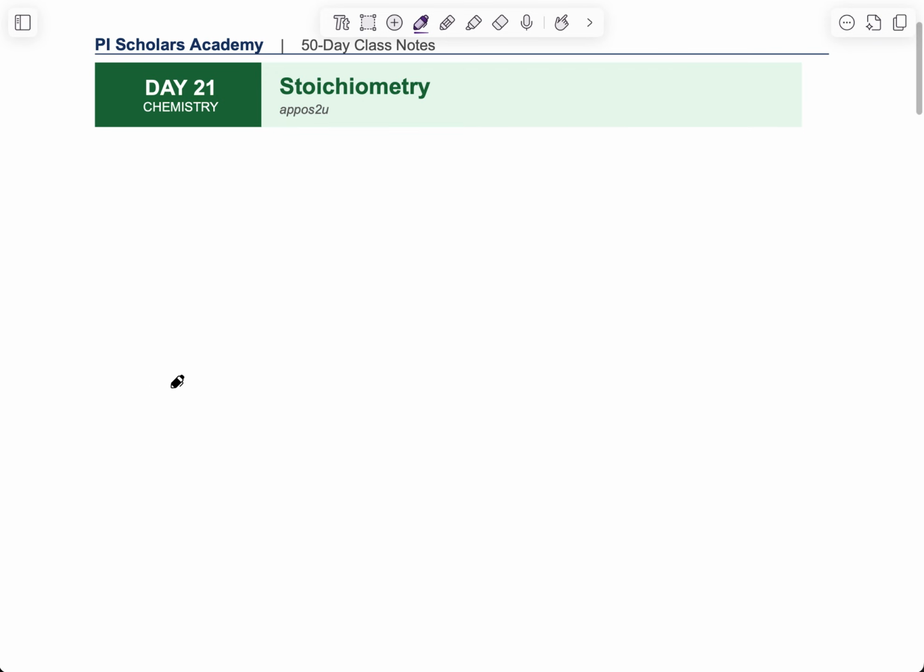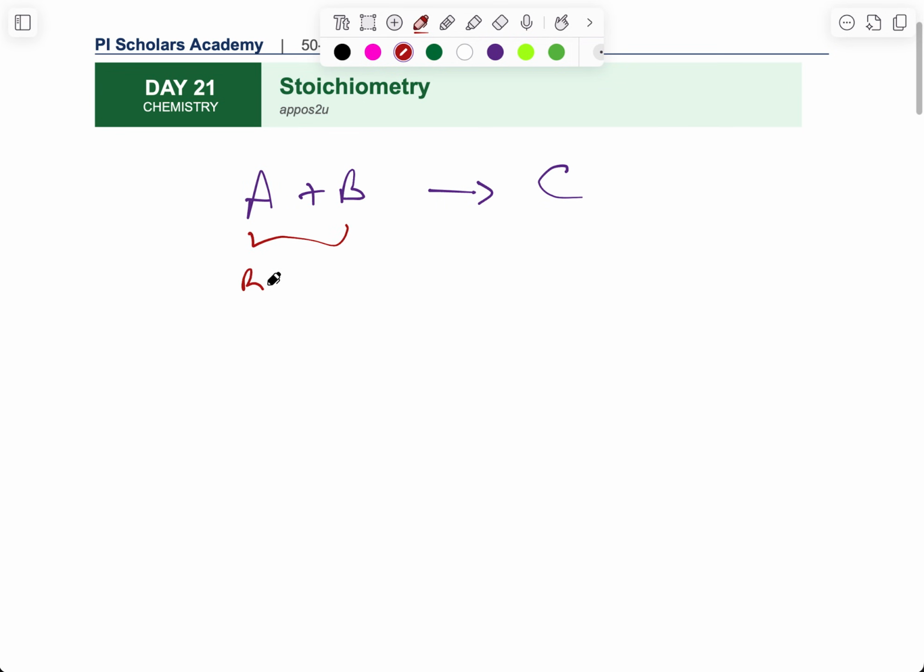So this relationship, such that you have A plus B to give C, in this situation, we have A plus B as the reactants, and C is the product. So the quantitative study of this whole process is what is called stoichiometry. So how much of this is being used, and then how much of this is being formed. That's exactly what stoichiometry is all about.